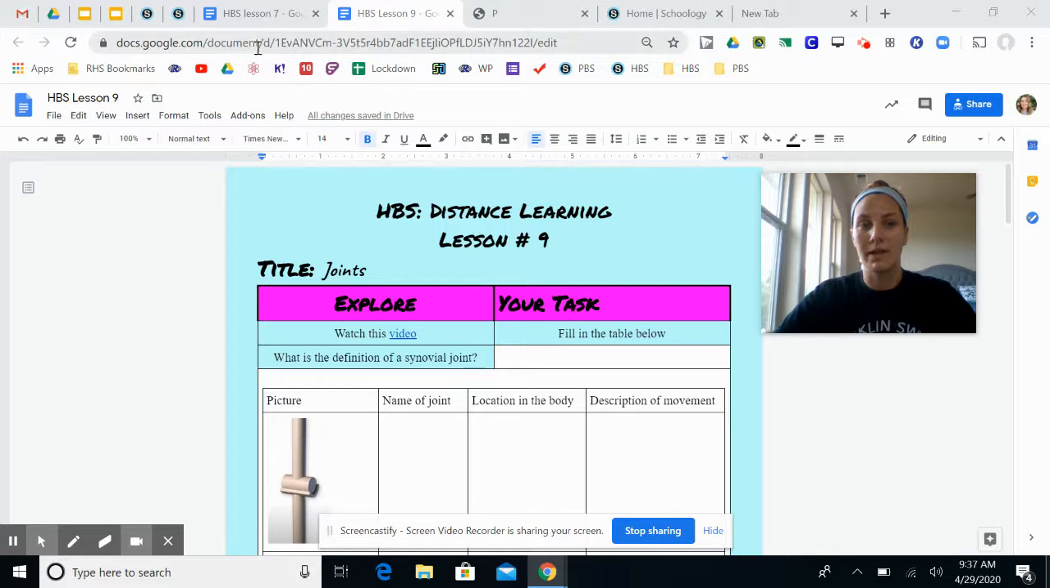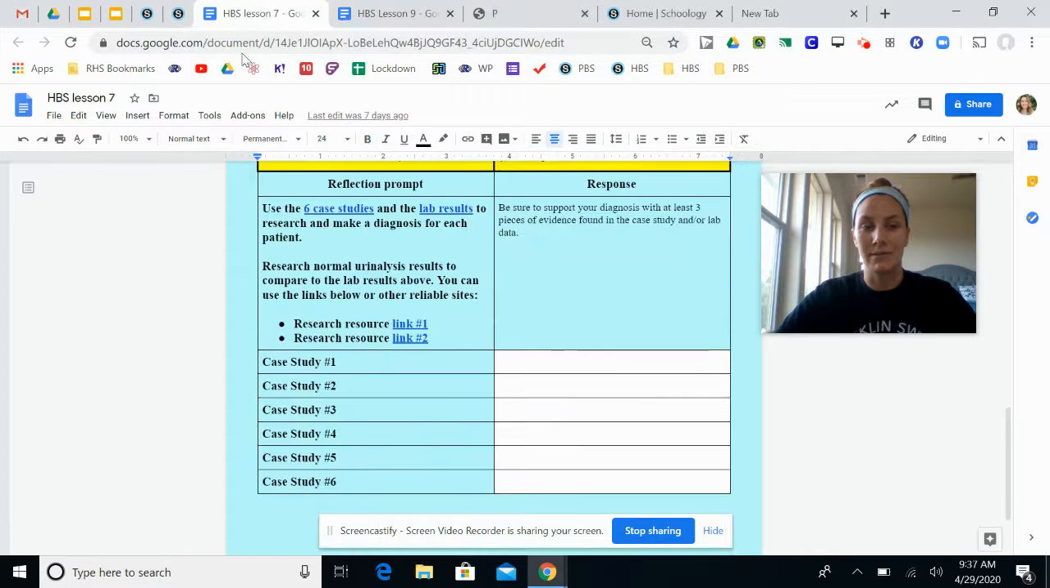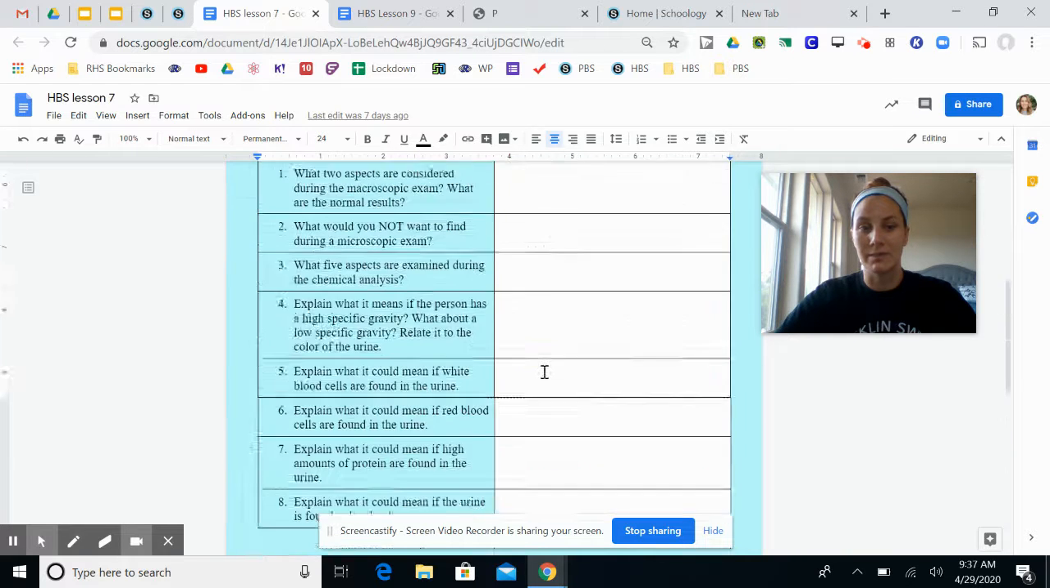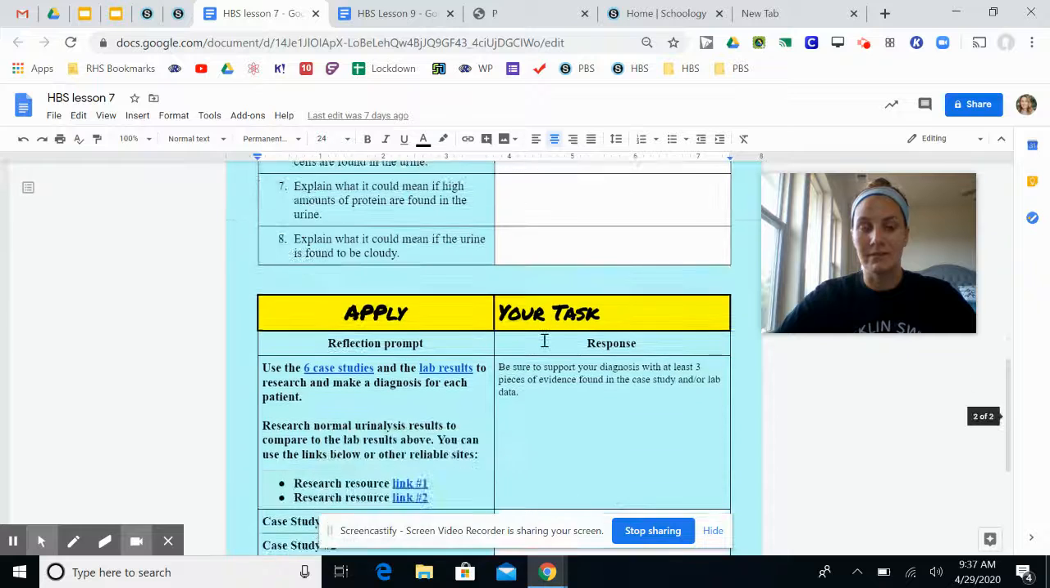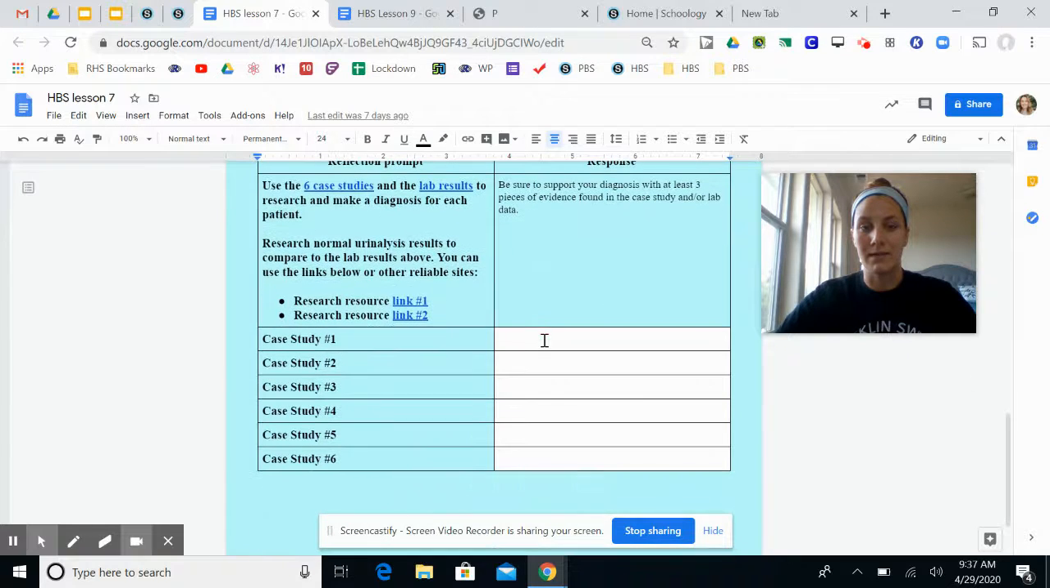The one off the top of my head that I've been asked a couple times is the diagnoses for the case studies for lesson number 7. So lesson number 7 was about urinalysis, and there were 6 case studies that you read through and gave a diagnosis. Some were more clear than others. There was 1 or 2 that were a little bit tricky. So I will talk about those on Friday. So if you are working through lesson 7 or have questions about that, make sure you come on Friday at noon.